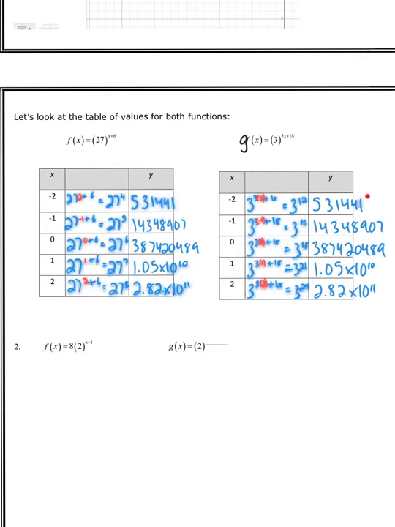And then what you should notice is the y values for the g of x function are the same because those two functions are equivalent. So for the same x values, the output or the y value is also the same.